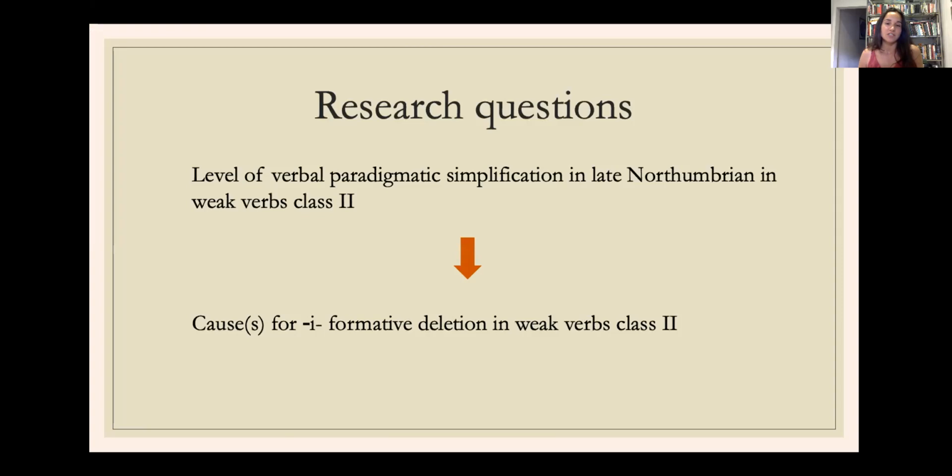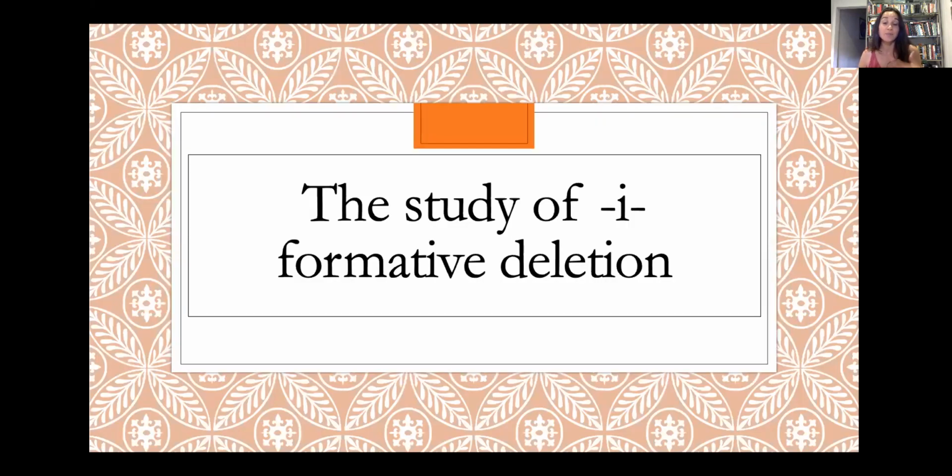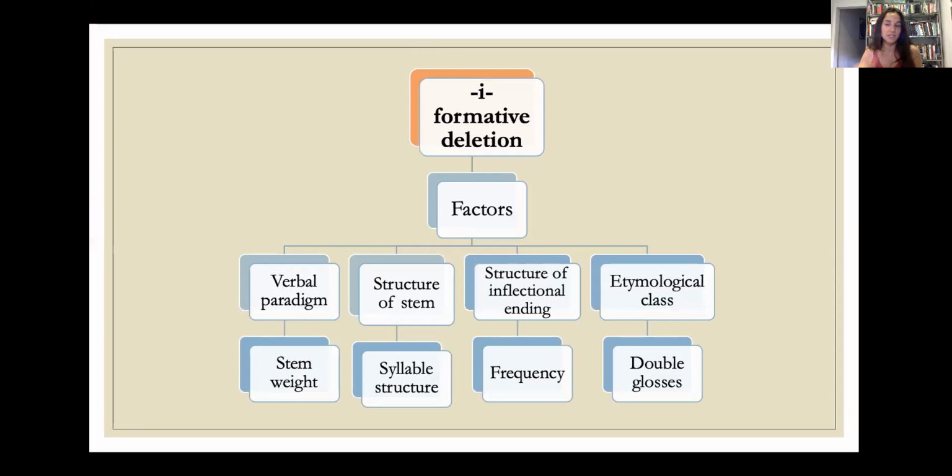What I'm trying to establish is what the level of morphological simplification was in Northumbrian regarding the morphology of weak verbs class 2. I'm trying to find out the causes for the deletion of the formative. And the way I'm approaching these questions is I've selected a number of factors based on bibliography and my own findings that I believe may be conditioning or favoring the loss of the I formative.